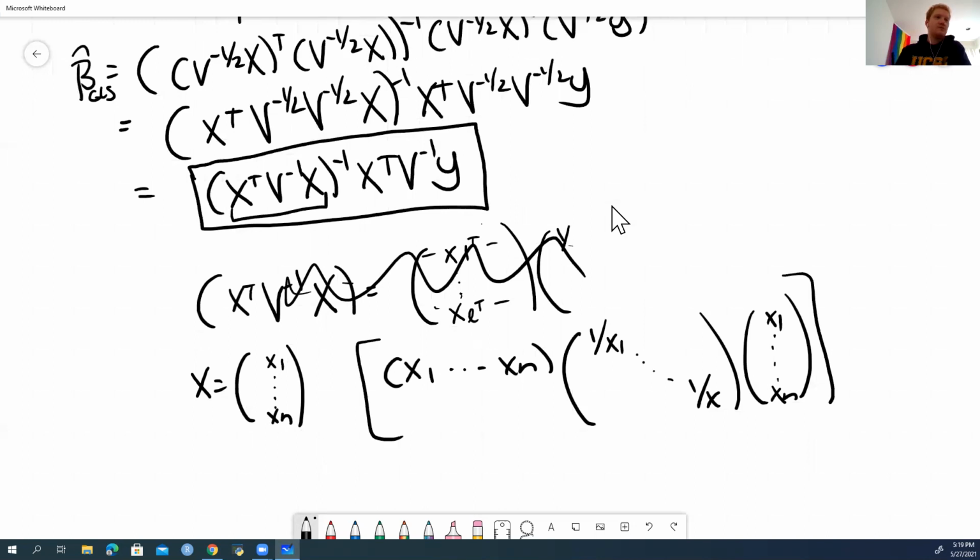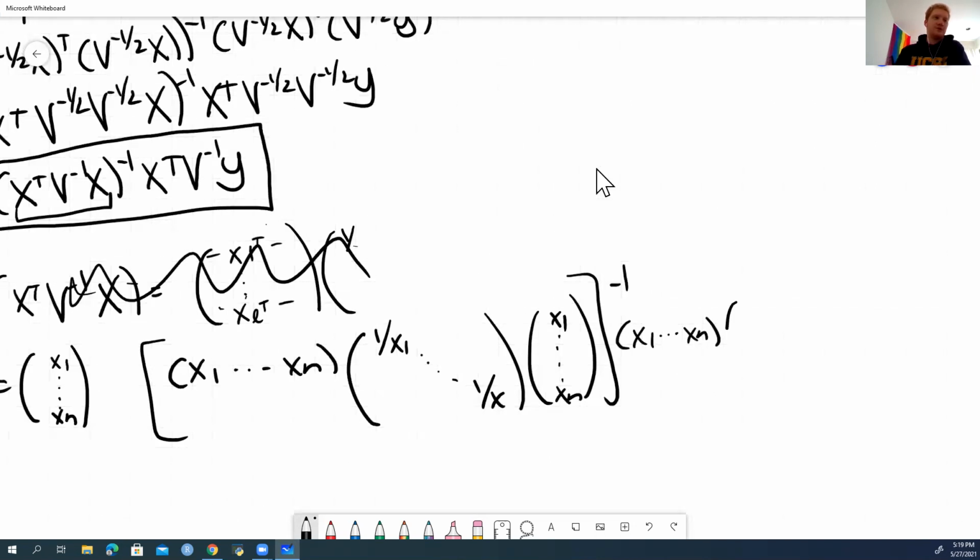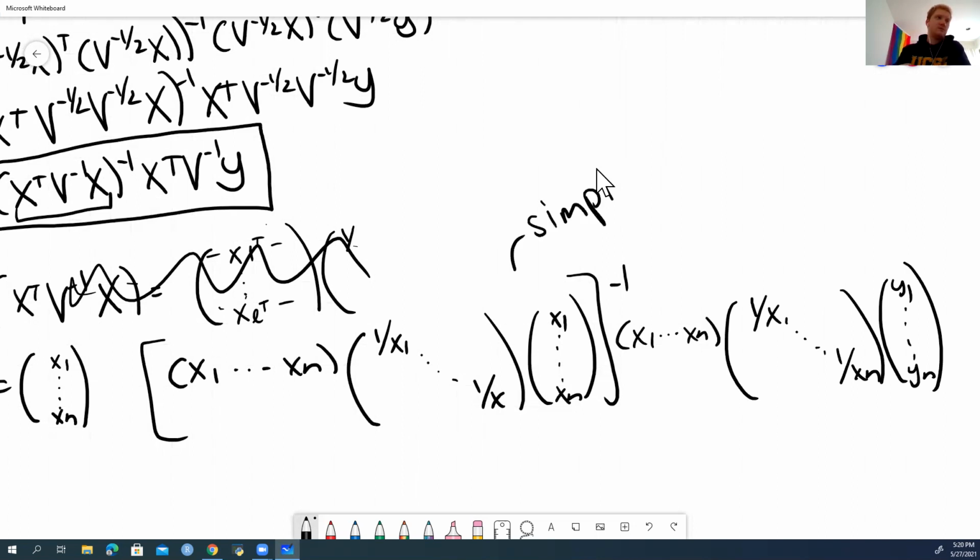Inverse, and then x transpose is again just a vector, x1 through xn, and V inverse is just a matrix like this. And then y is also just y1 through yn. I'm not going to finish this, but you can simplify it. That's kind of the easy part. You can simplify this into something that looks very obvious. I won't say what you get.